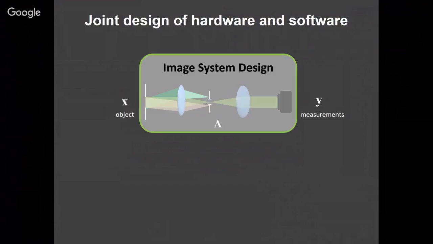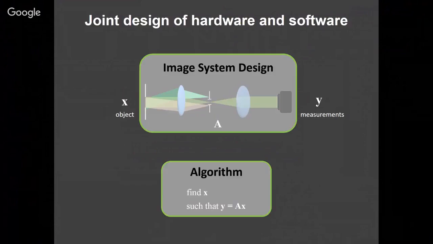And then once you have these measurements and you want to solve for X, then you need to solve the inverse problem. So this is the algorithm piece of it. And this is often much more straightforward once you've designed the system, but the whole key of computational imaging is that these things should feed on each other, and that knowing what kinds of inverse problems you can solve, and solve more easily, allows you to design systems that are more efficient. And so I hope that I can give you a couple of examples.